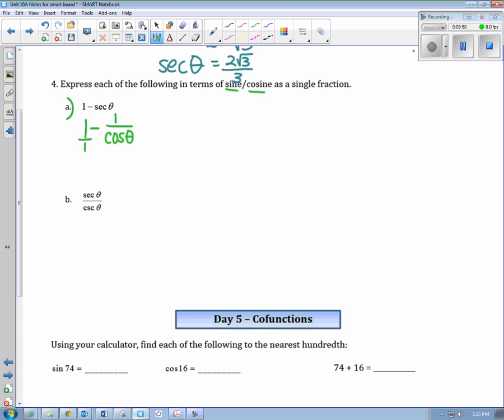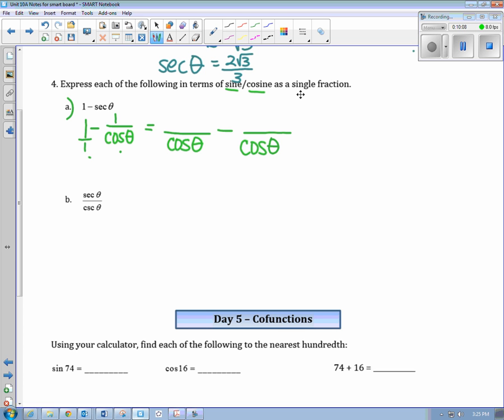So what I need to do in this case is say, well, what would the common denominator be for those two fractions? And if I look at the denominator of 1 and the denominator of cosine theta, the common denominator is going to be cosine theta.